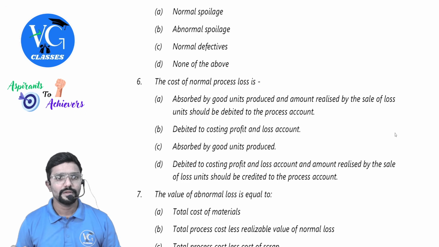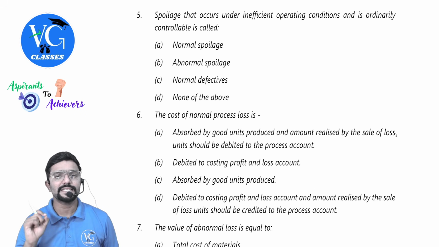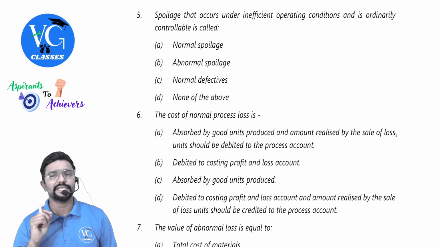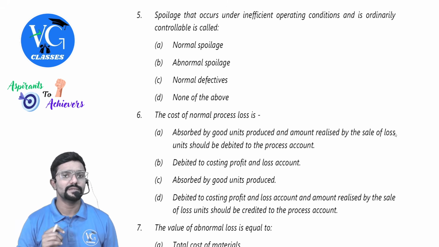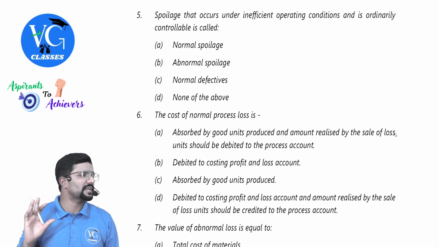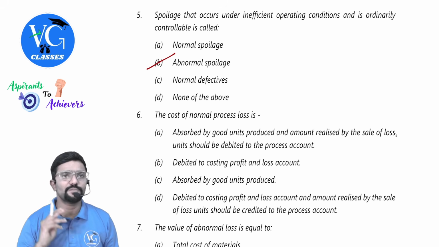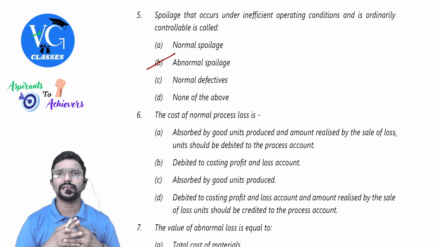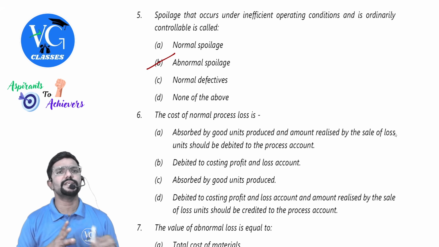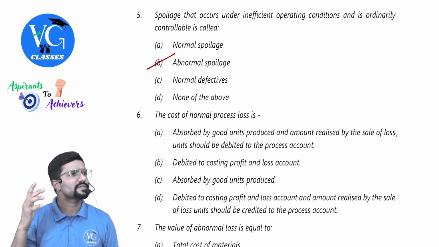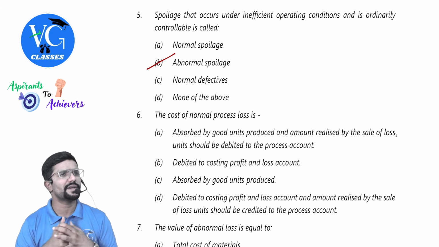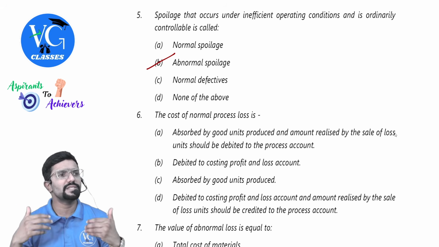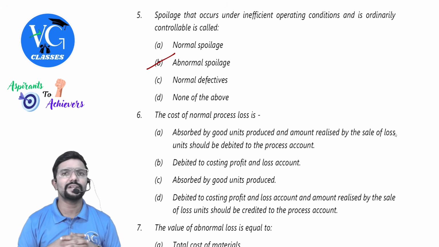Okay, so next, spoilage that occurs under inefficient operating condition and is ordinarily controlled is called controllable loss they are talking about. What is it? Abnormal spoilage. Guys, about spoilage, defective and all, we already learned in material chapter. At the end of material chapter, I have covered it. What is spoilage and defective? At the end of production process, we may get either the spoilage or defective, which is not ready to sell.